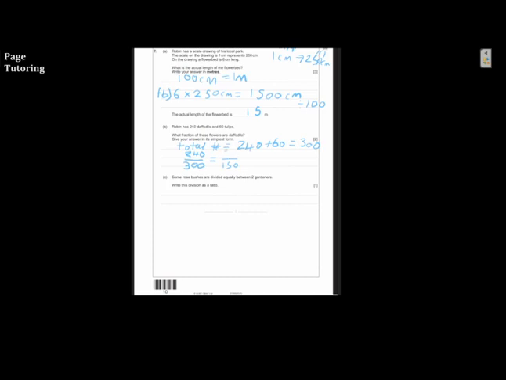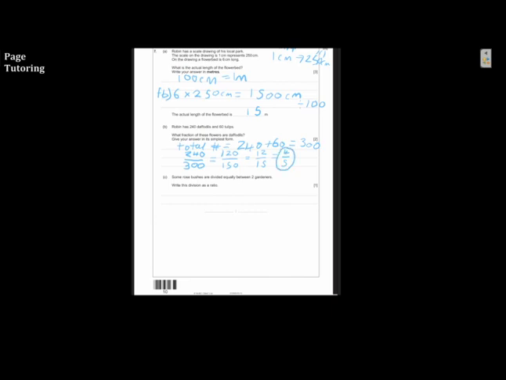So 120 over 150. And then we can divide by 10. So we could have 12 over 15. We could divide by 3 then, because 12 and 15 can divide by 3. So we get a 4 and we get a 5. And we can't get any simpler. So 4 over 5 is our final answer there.